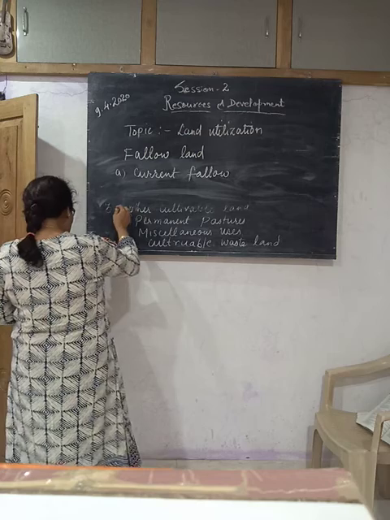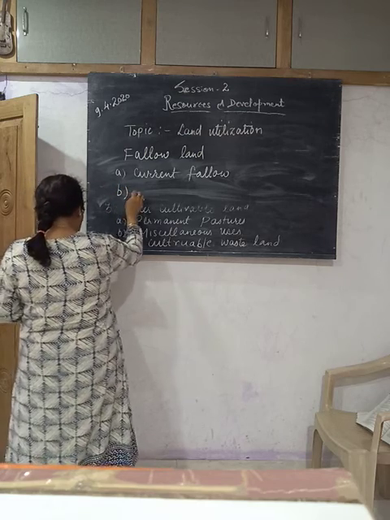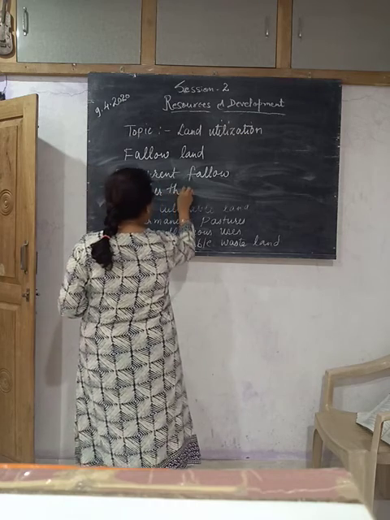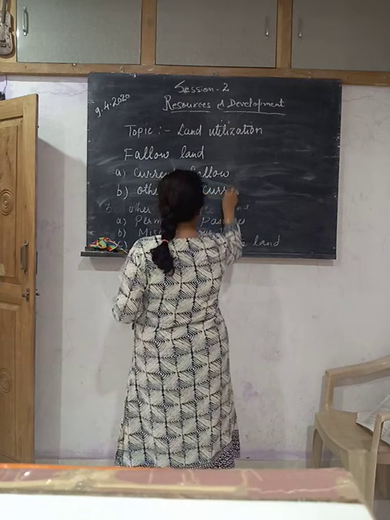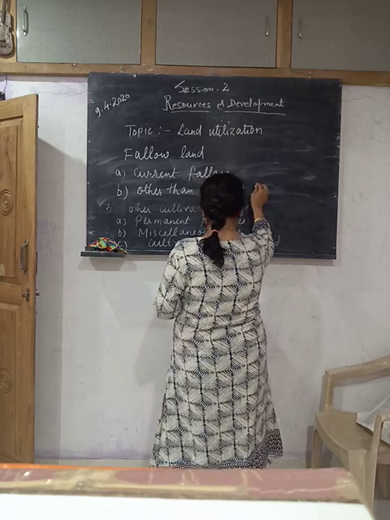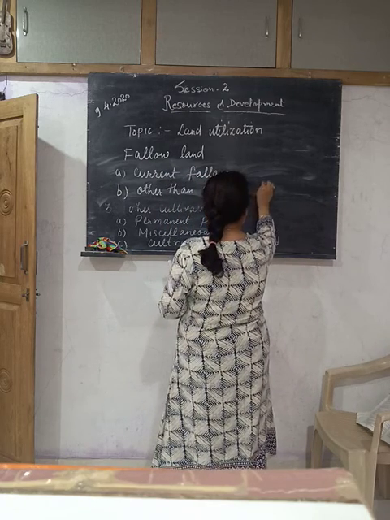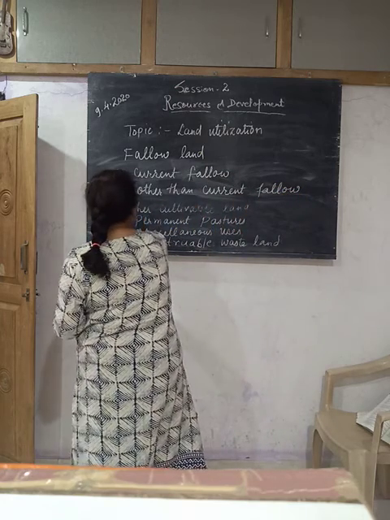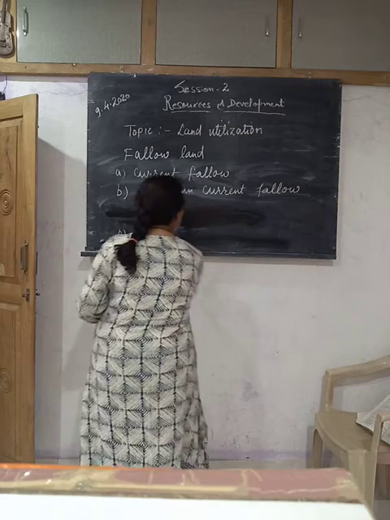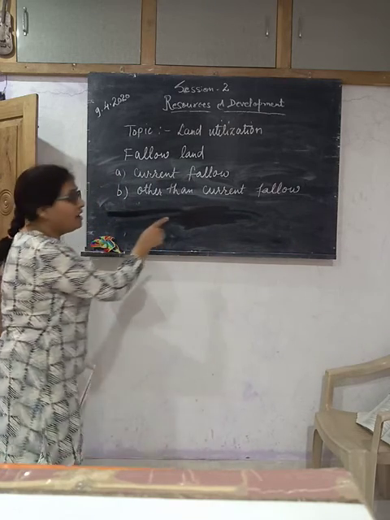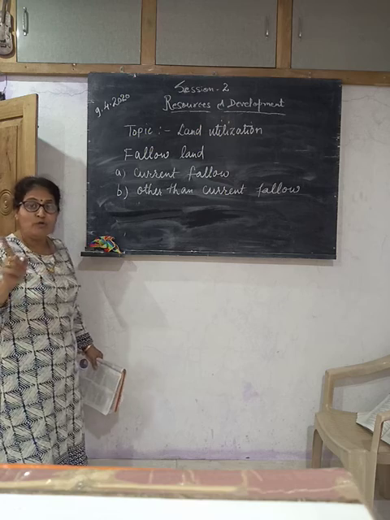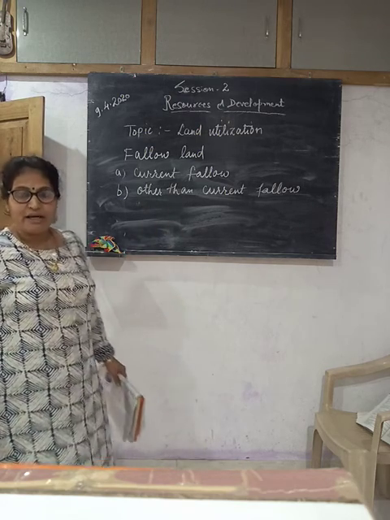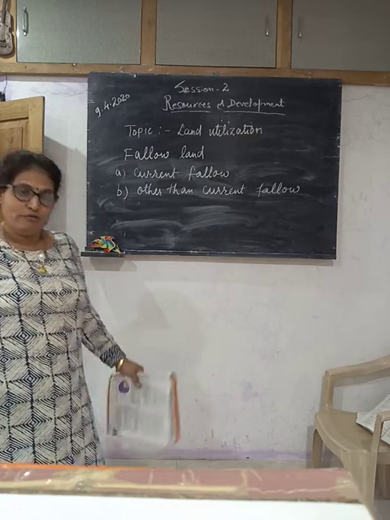Then next comes other than current fallow, which is left uncultivated for 1 to 5 years. That means other than current fallow, land which is left uncultivated for 1 to 5 years.